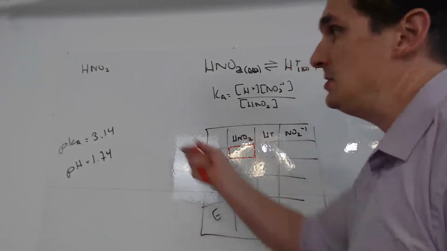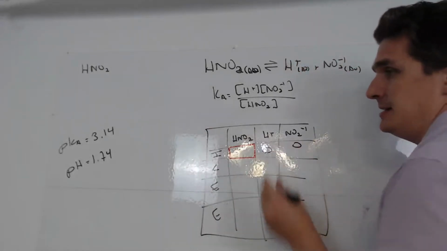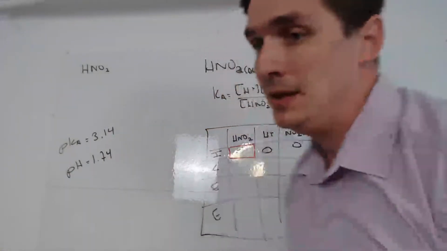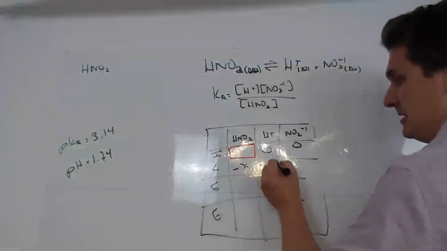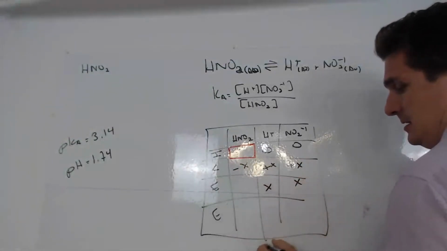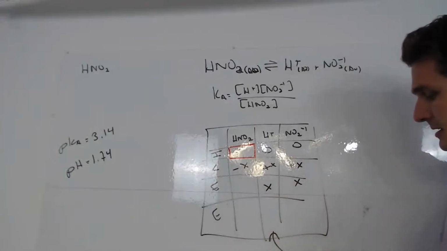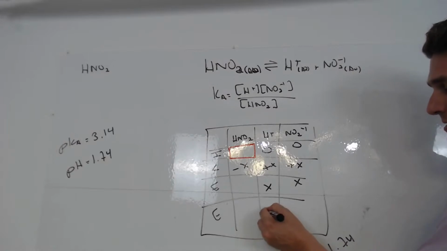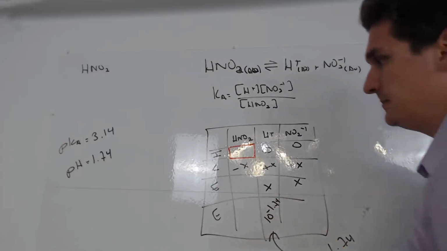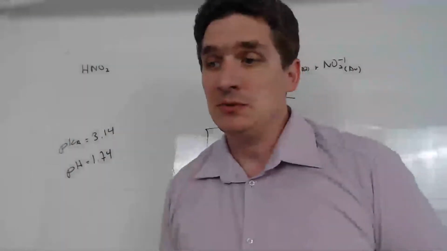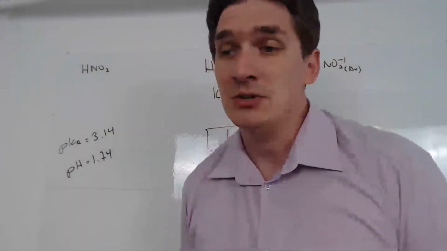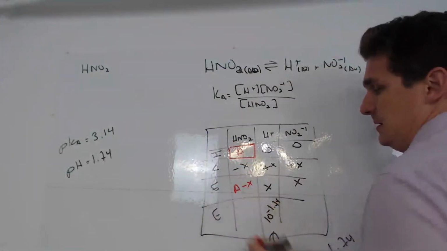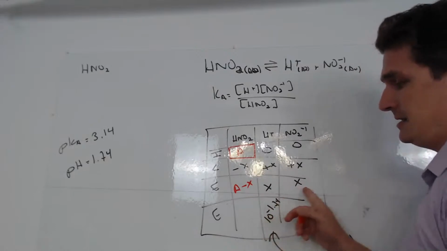We're not given any initial concentrations of H plus and NO2 minus. This pH here represents an equilibrium value, so it's going to show up further down the table. Changes: minus X, plus X, plus X. And we've got our pH equal to 1.74. This means our concentration of H plus is 10 to the minus 1.74. So let's throw in a dummy variable for the concentration of nitrous acid. Let's just say this is A. So we get A minus X, X, and X.